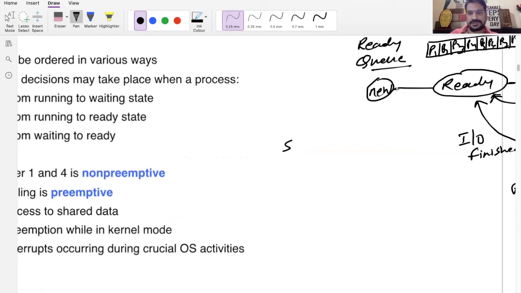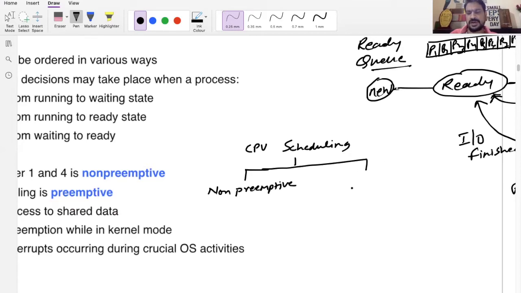Scheduling, that is your CPU scheduling, has been categorized into two parts. One is called non-preemptive and another is called preemptive. Let's try to understand these two.